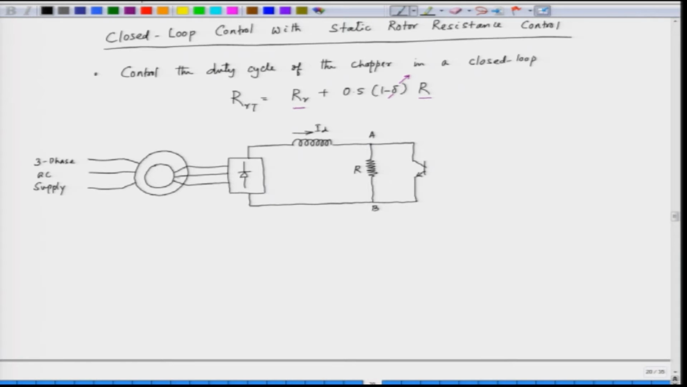So, what we do here, we have a speed sensor. This is the rotor, and with the rotor we connect a speed sensor. The speed sensor will give us the actual speed, which is omega m, and this omega m is compared with the reference speed. We want to keep a reference speed, which is omega m star, and this error is fed to a PI controller.